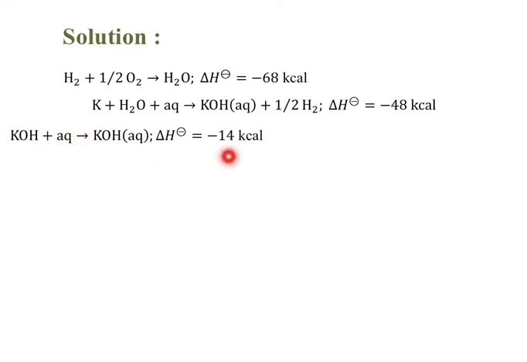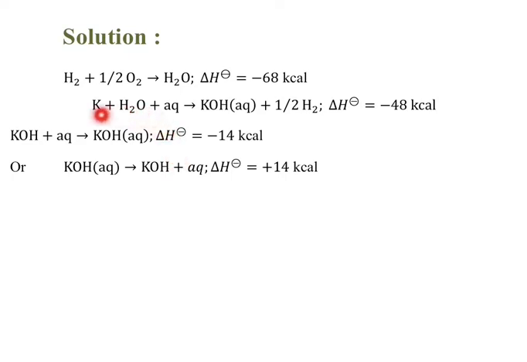So KOH aqueous gives KOH plus aqueous, and as the enthalpy sign changes, del H equals plus 14 kilocalorie. That's all. So if we add the first equation, second equation, and third equation, we get the resultant of the required equation, that is the formation of KOH, not the KOH aqueous. So we add all these reactants. You should think that H2O gets cancelled, like KOH aqueous, KOH gets cancelled.